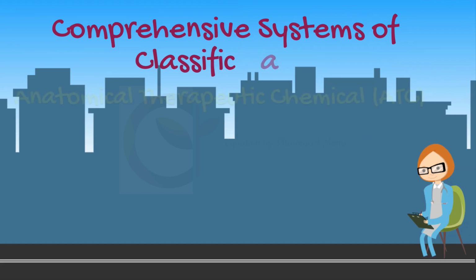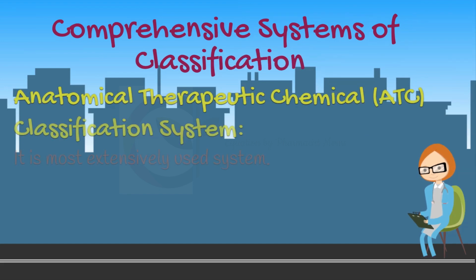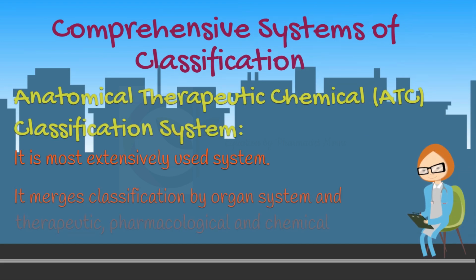Next are comprehensive systems of classification. They include the anatomical therapeutic chemical or ATC classification system. It is the most extensively used system. It merges classification by organ system and therapeutic, pharmacological, and chemical properties. We have previously talked about this system in detail.